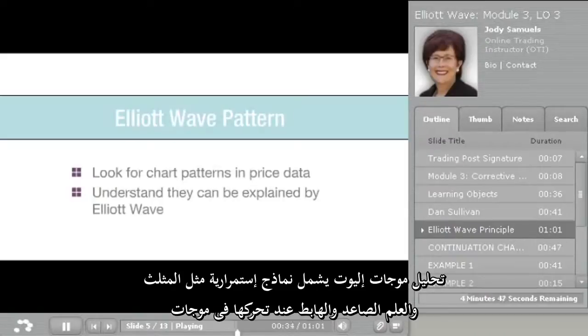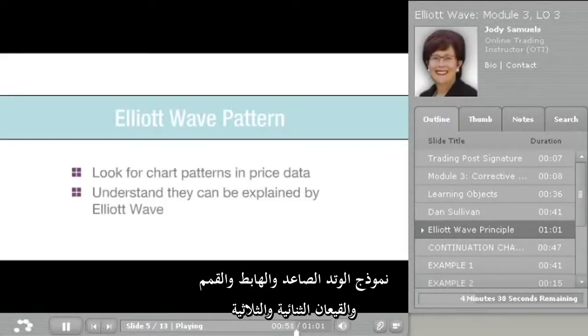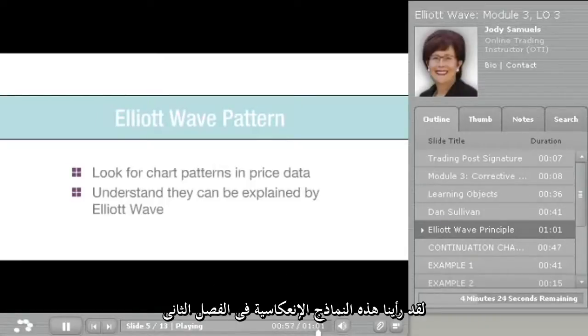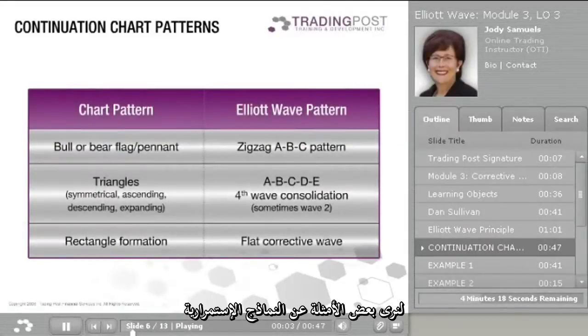Elliott wave analysis places continuation chart patterns such as triangles and bull and bear flags into perspective when counting waves. As well, there is a place for such reversal patterns as head and shoulder formations, 1, 2, 3 patterns, rising and falling wedges, and double and triple tops and bottoms in Elliott wave analysis. We already looked at these classical reversal patterns in Module 2. Let's look at some examples of the continuation patterns.